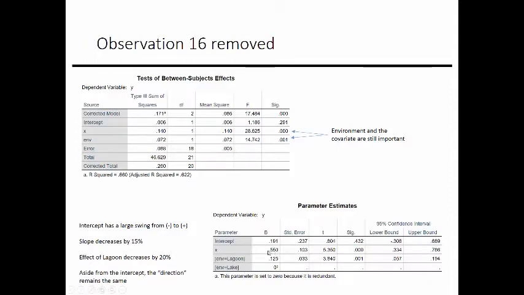And that's not surprising considering the intercept shifted so much. So that effect isn't necessarily that big of a deal. But the fact that the intercept flipped around might be kind of a big deal. And aside from the intercept, the direction remains the same. Everything's still saying it's a positive association with regard to X, and that lagoon is higher in value, on average, than is the lake environment for oxygen consumption.